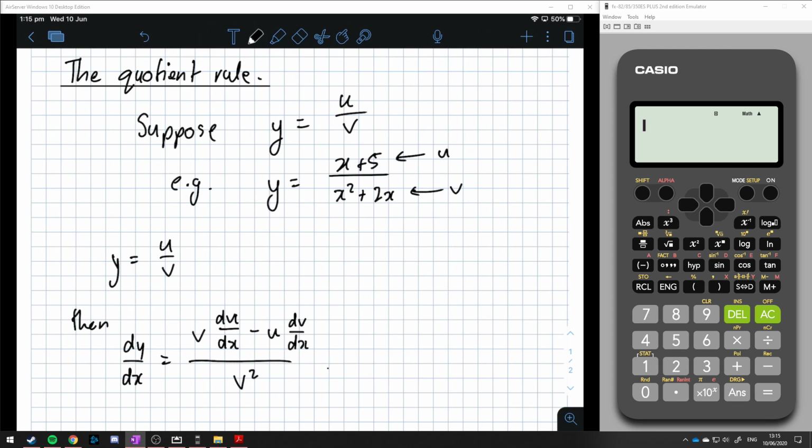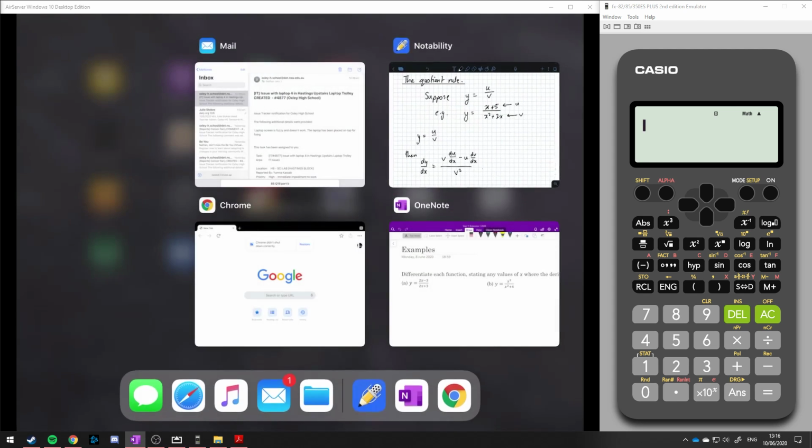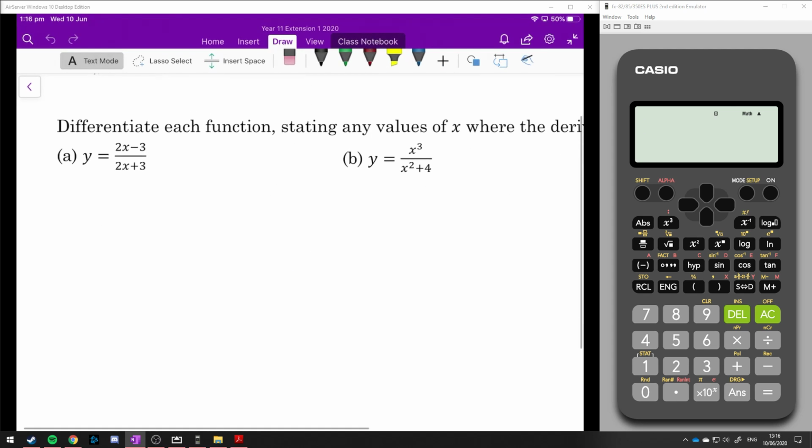Okay, so we won't worry about that. If you're concerned about that, you can have a look at your text, but you can use the chain rule to prove that that's the case. Okay, so dy over dx is equal to v du dx minus u dv dx over v squared, remembering that the u and the v are just the top and the bottom of that fraction. So let's jump in and have a look at an example.